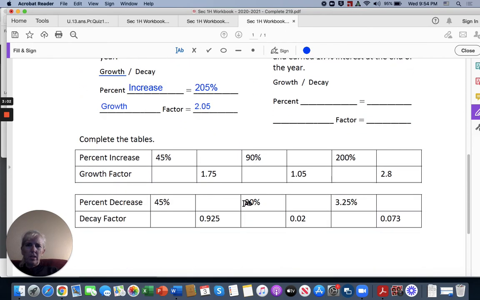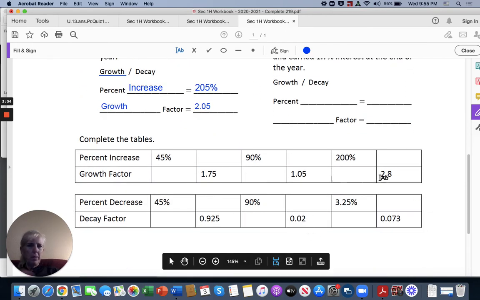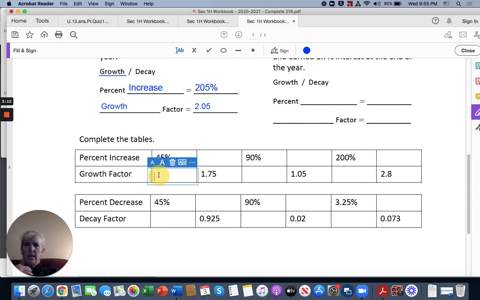Okay, so I'm going to fill in a few parts of this table down here just so you can understand a little bit more what's going on. If it's a percent increase of 45%, then the growth factor is going to be 1.45. So again, you're adding 100% to the percent increase, and then we switch it over to a decimal. So if I have 200%, I'm going to add 100% to that, so it'll be 300%, and then I'd change it to decimal form, and that would be 3.